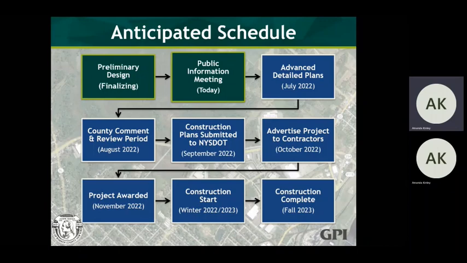For the anticipated project schedule, we are finalizing preliminary design and we are hosting the public information meeting today. We will then develop advanced detail plans for July of 2022. The county will then comment and review on those plans in August, and construction plans will be developed and submitted to New York State DOT for review in September of 2022. We will advertise the project to contractors in October, and the project will be awarded in November, with an anticipated construction start of winter 2022-2023. Construction will be complete in fall 2023.